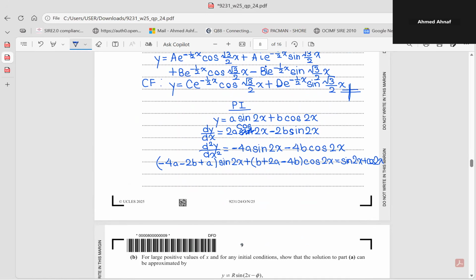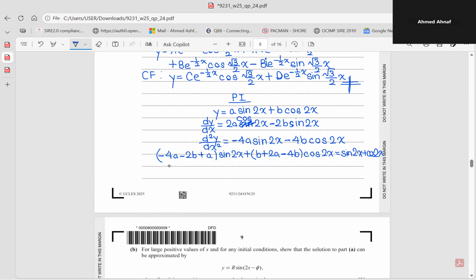Yeah, so we can equate negative 3a minus 2b equals 1, and 2a minus 3b is also equal to 1. Okay, let's just solve.